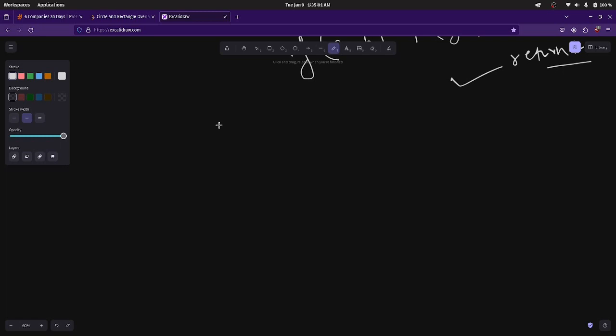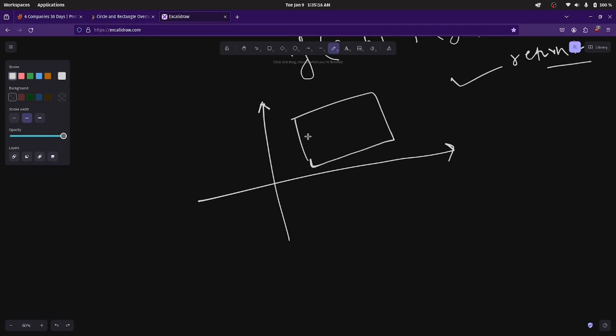When I say vector algebra, I don't mean any hi-fi thing. I just mean the resultant vector and nothing else, the basics. So let's say this is the coordinate system, and here is our rectangle. This rectangle consists of 4 lines.